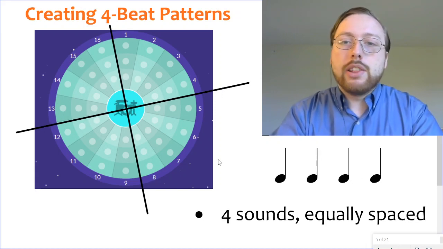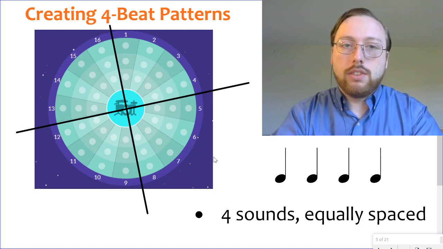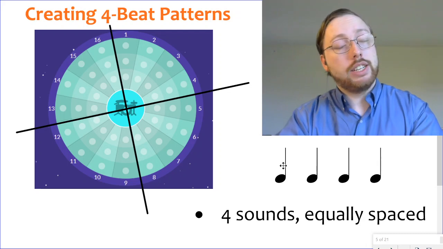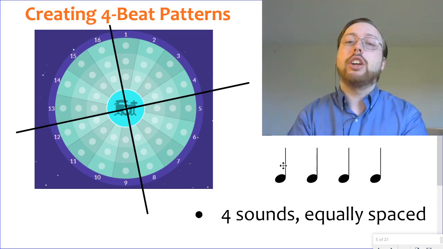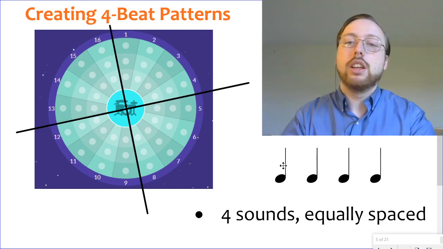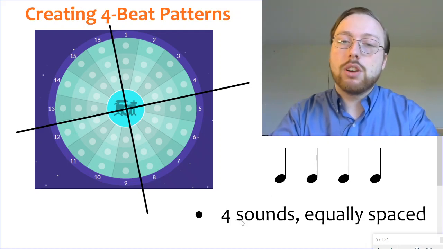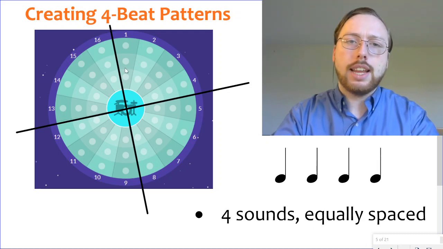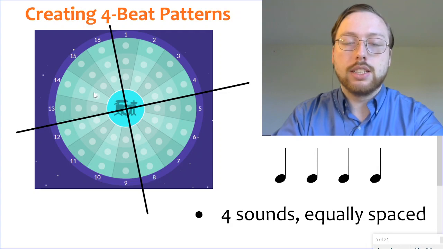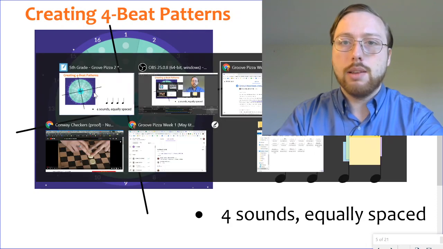We're going to think about the most basic pattern first. Let's speak and clap this rhythm together actually, so you know it. Ready? Ready, go. Ta, ta, ta, ta. So this is the most basic because it has 4 sounds that are equally spaced. 4 beats, 4 sounds. So that means we should have 1 sound in each of these quadrants. Let's go see what it looks like in Groove Pizza. I'm going to pull it up.